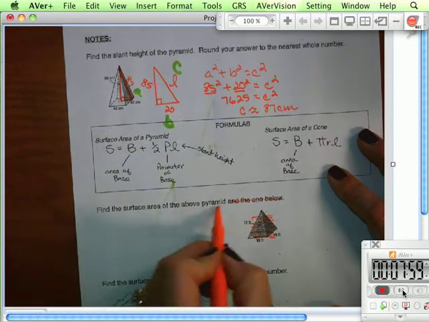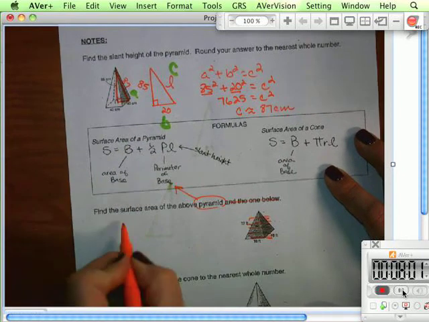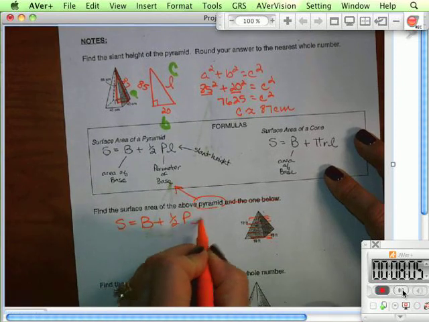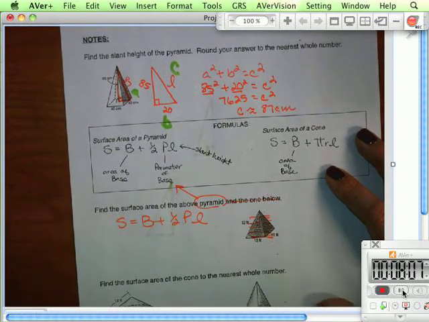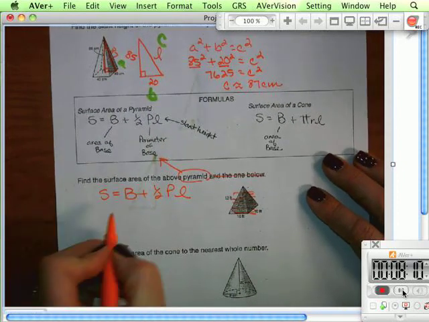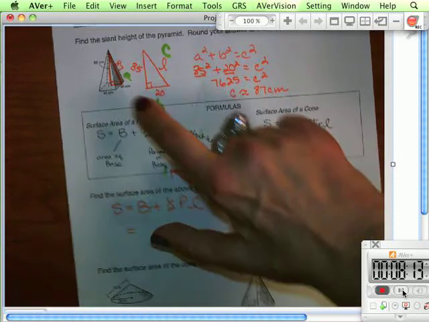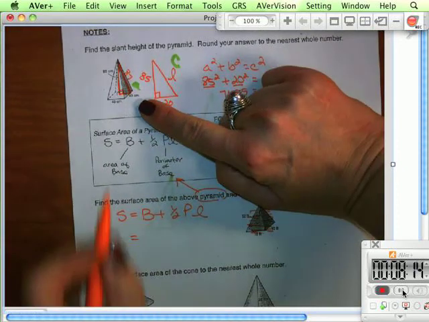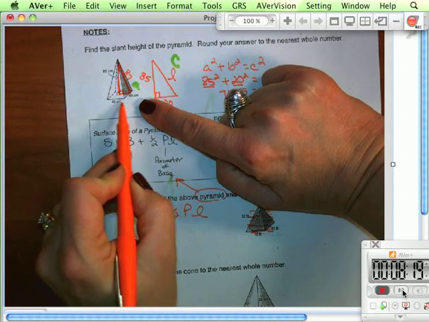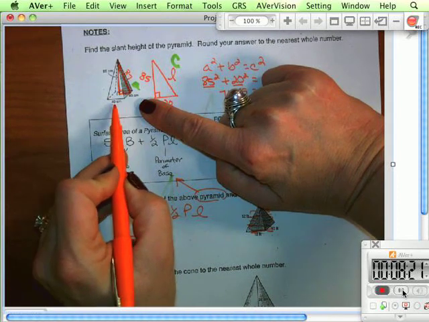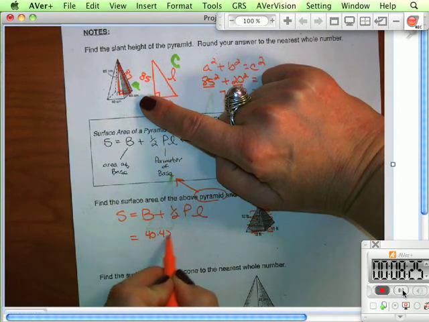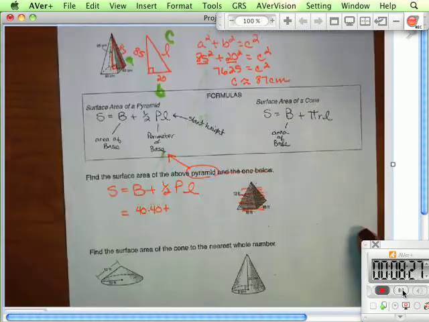Okay, so it says pyramid, so I'm going to use this formula right here. Surface area equals base plus 1/2 PL. Fill in what I know. Again, we're looking at this one. The base is a square. How do I find the area of a square? What do I multiply by what? 40 times 40. That's my B. 40 times 40.